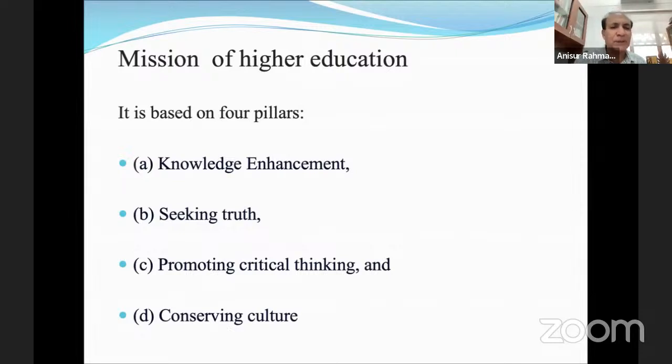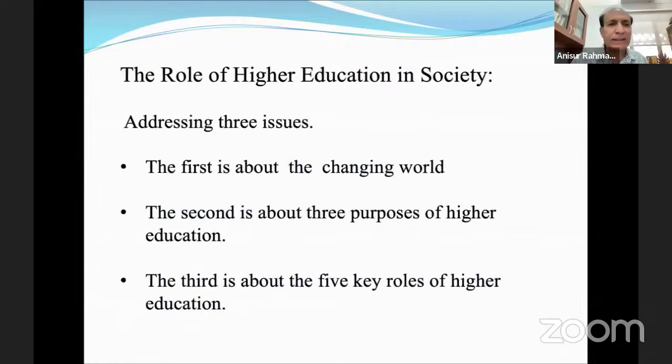Seeking truth is one of the other pillars. We challenge everything. We see everything from a very critical point of view. So, to promote critical thinking and concern for culture and civilization. These are the 4 very important pillars that must be taken into our mind. And then what is the role of higher education in society? Basically, we try to understand the complexities and challenges in society. We all know that change is permanent. As they say, the only thing that is permanent is change. Otherwise, the rest of the things are subsidiary.